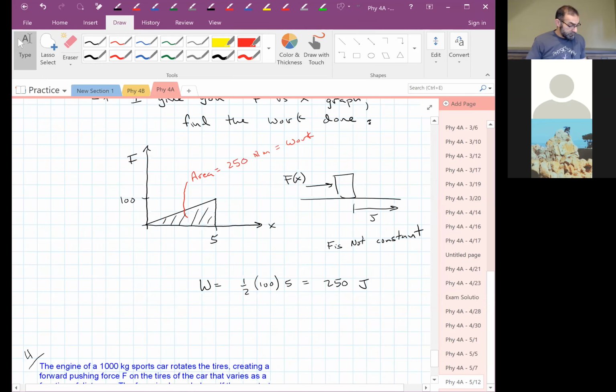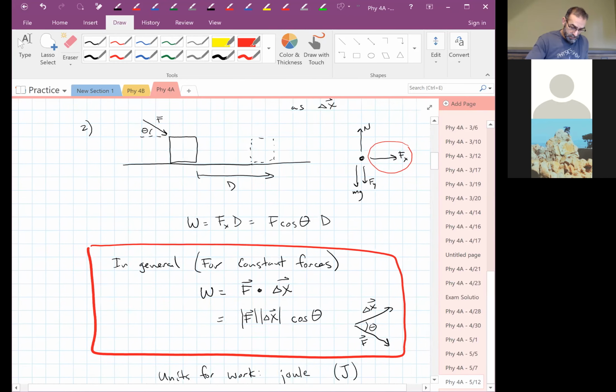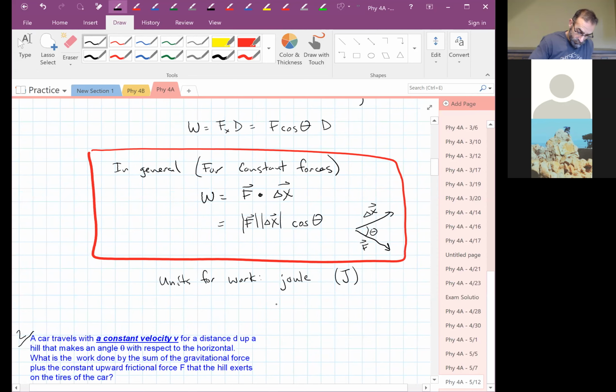Okay. And you can see here what's happening with work. Work is a force, newtons, through a distance, meters, newton meters. And we get tired of writing newton meters all the time. So we call that a joule. So a newton meter is equal to a joule. Where did I have that earlier today? Units, we're going to talk about units. Newtons times meters is a joule.